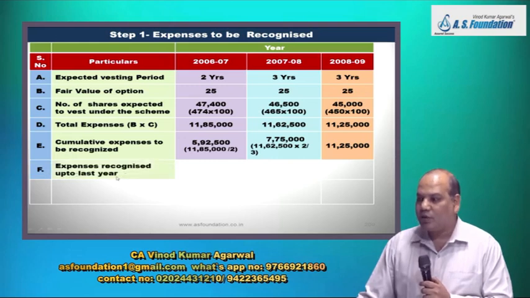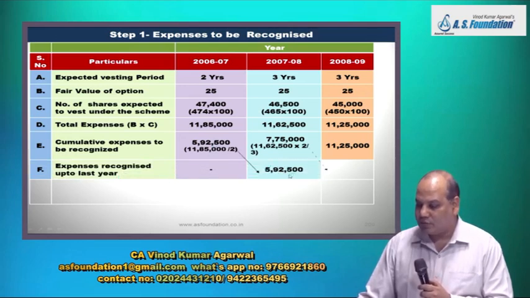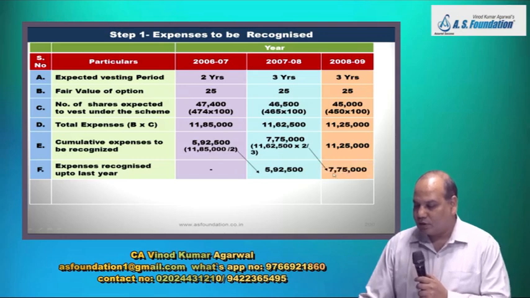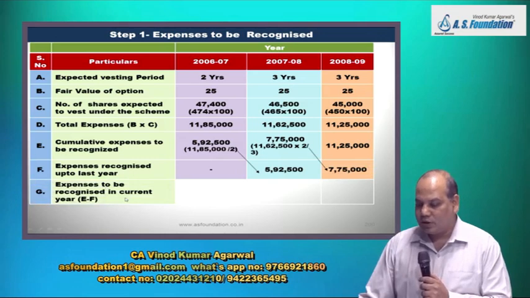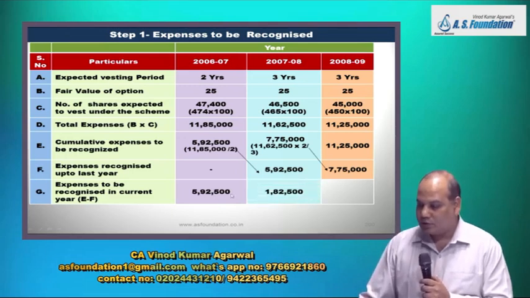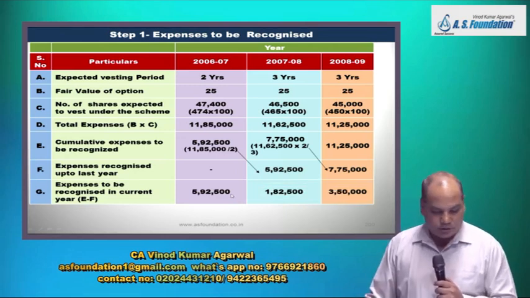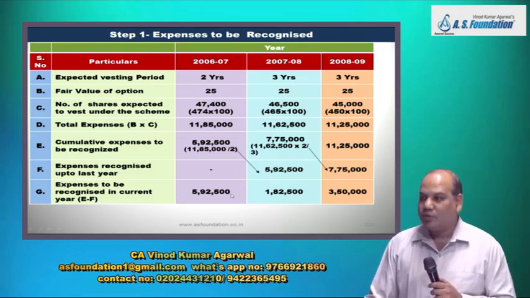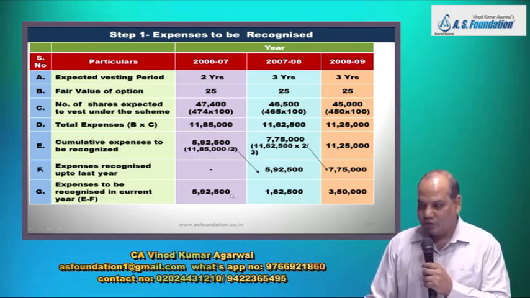Expenses recognized up to last year: 0. This number transfers to the next column, 5,92,500, and then 7,75,000. Therefore, expense to be recognized in the current year: 5,92,500, then 1,82,500. Last year, 3,50,000. The question was only to find out the expense to be recognized in each year.